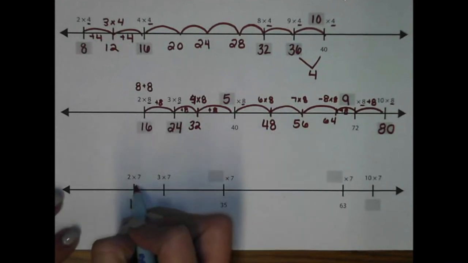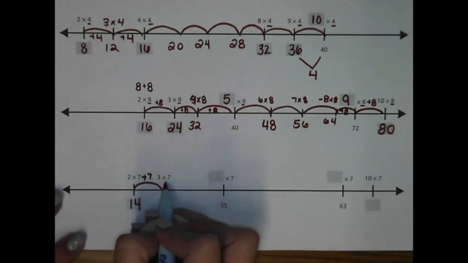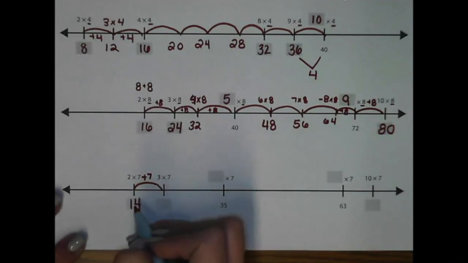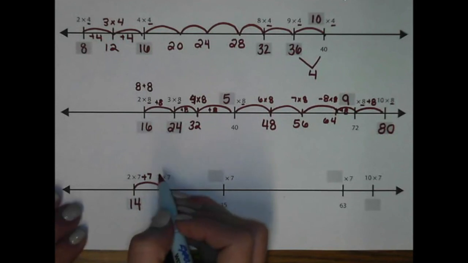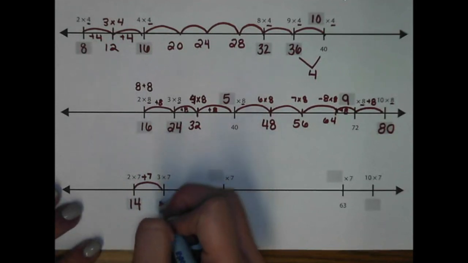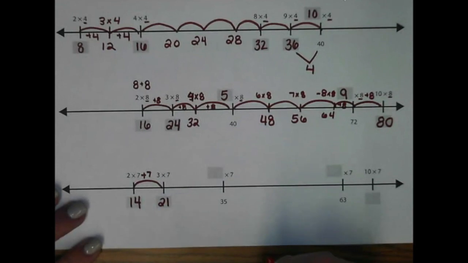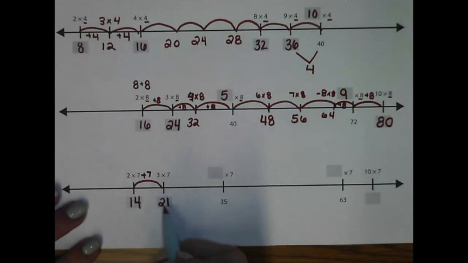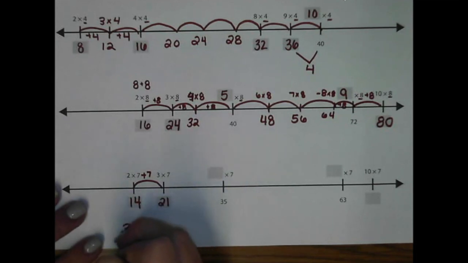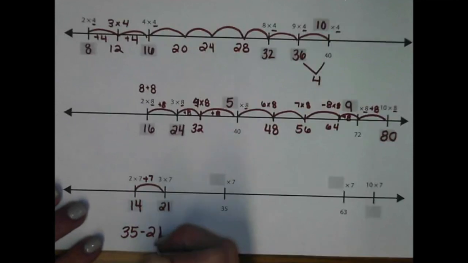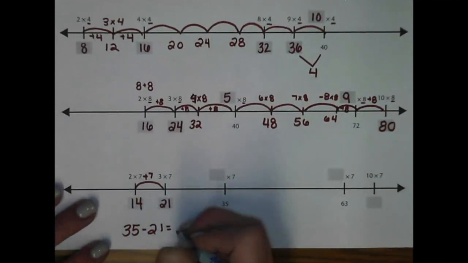Then I'm making one jump of 7. So even if I don't know 3 times 7 yet, I know that I'm just adding another group of 7 to my 2 times 7. So now I know that 3 times 7 has to equal 21. Now from 21 to 35, I'm going to figure out how many jumps it's going to take me. What I'm going to do this time is I'm going to subtract 21 from 35. So if I did 35 minus 21, I'm going to get 14.